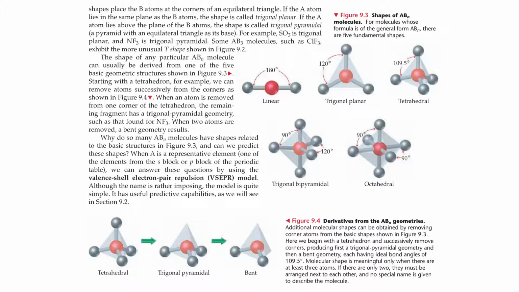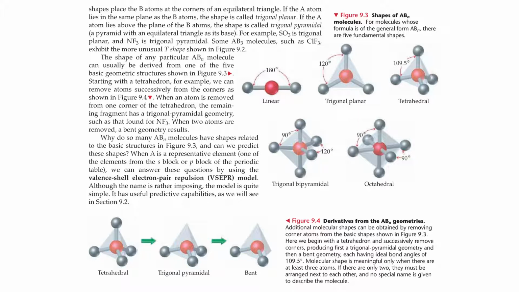When A is a representative element, one of the elements in the s or p block of the periodic table, we can answer these questions by using the valence shell electron pair repulsion, or VSEPR, model. Although the name is rather imposing, the model is quite simple. It has useful predictive capabilities, as we'll see in Section 9.2.